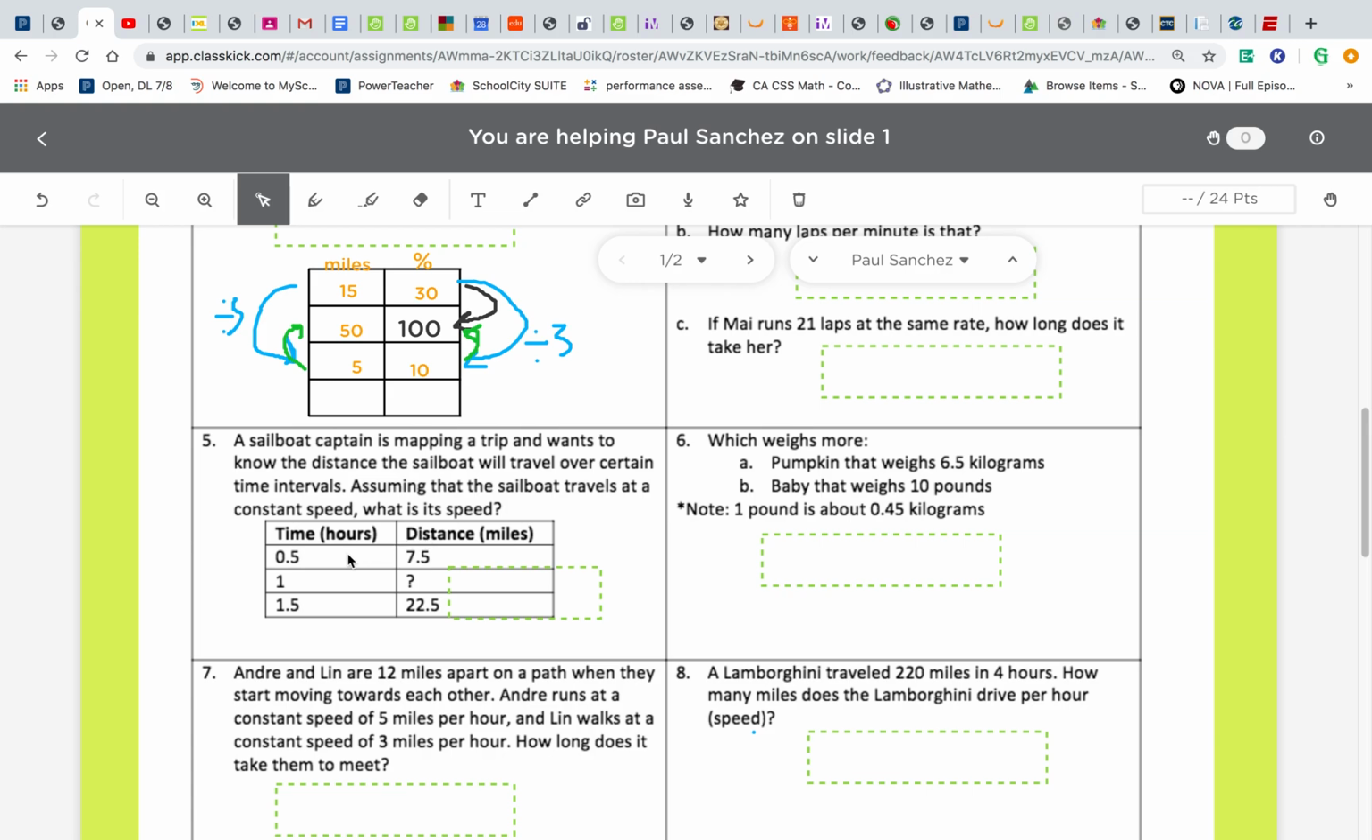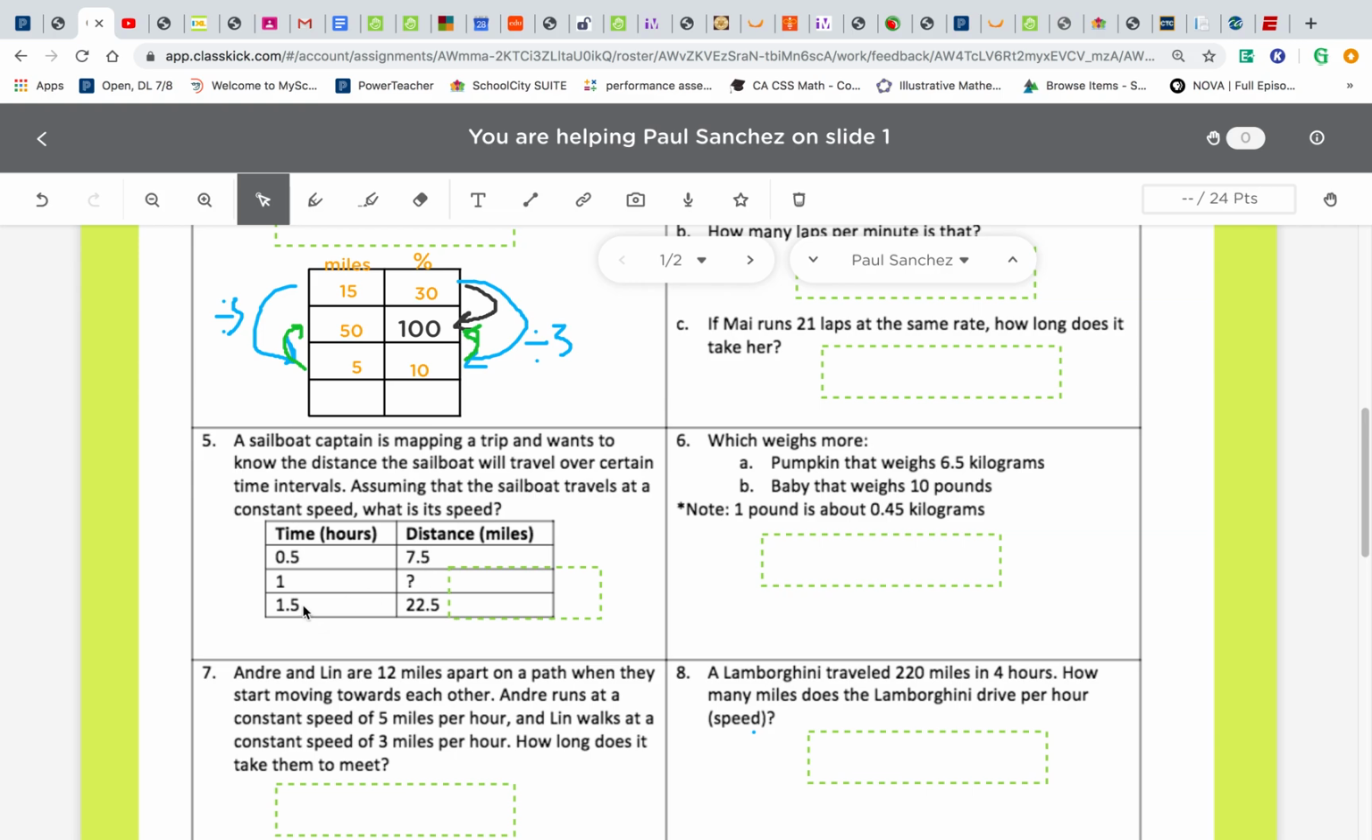So you can see here, look at what's happening in the chart. 0.5 hours go by, it goes 7.5 miles in half of an hour. Well, then if we jump up to 1 hour, how much more time has gone by? Well, to go from half of an hour to an hour, that's another half of an hour. So it's going to be another 7.5 miles. So 7.5 and 7.5, you can add those up, or you can do 7.5 times 2. Either way, you're going to get 15 miles.